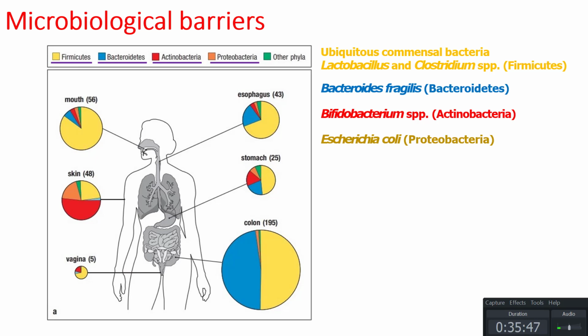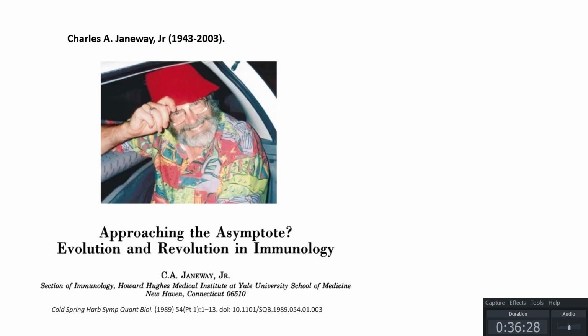So then the microbiological barriers we have seen. These microbiological barriers include multiple microbiota, including the Firmicutes, Bacteroidetes, then Actinobacteria, Proteobacteria, and then the other phyla. It starts from the mouth, where there are so many Firmicutes. Then the Bacteroidetes will be there more in the colon. So including the ubiquitous commensal bacteria, that is Lactobacillus and then the Clostridium species, which are Firmicutes, and Bacteroides fragilis, which is a Bacteroidetes, and then the Bifidobacterium species, which are Actinobacteria, and Escherichia coli, that is also a Proteobacteria.